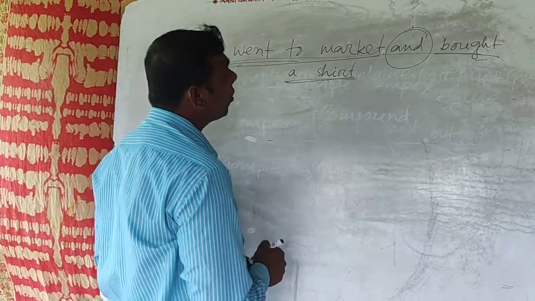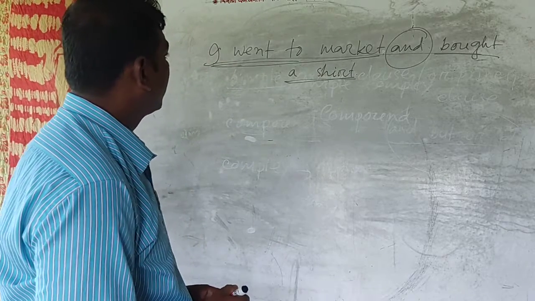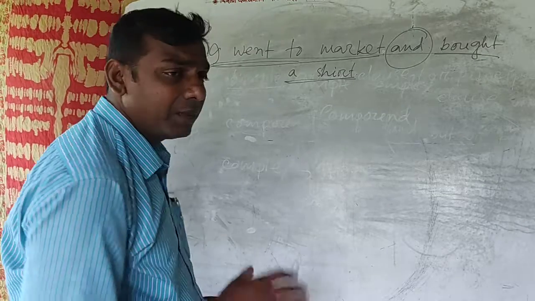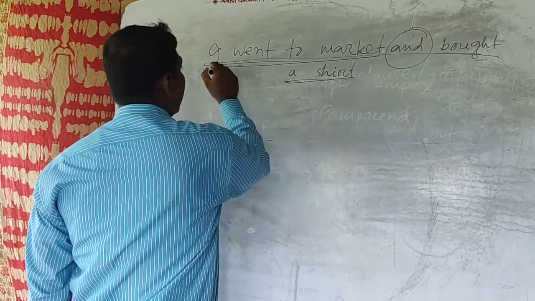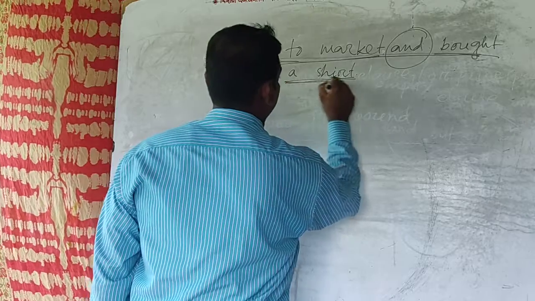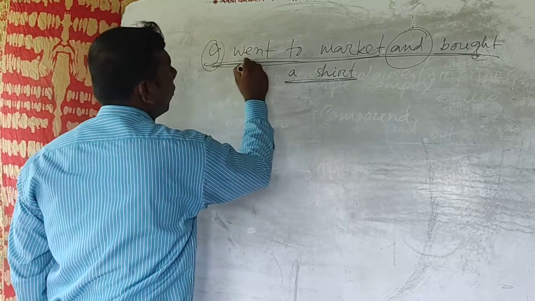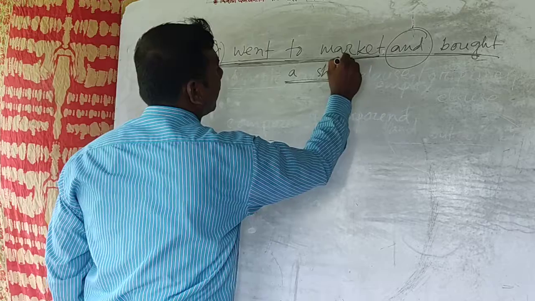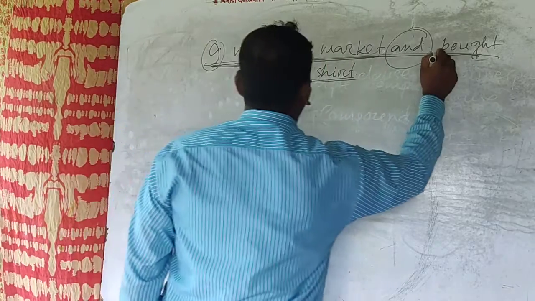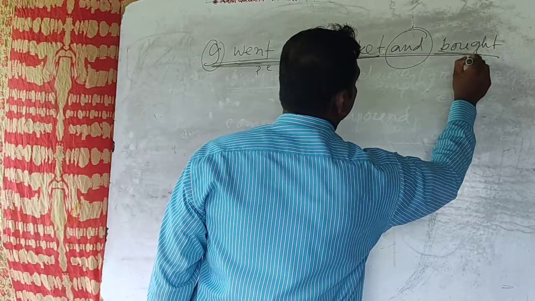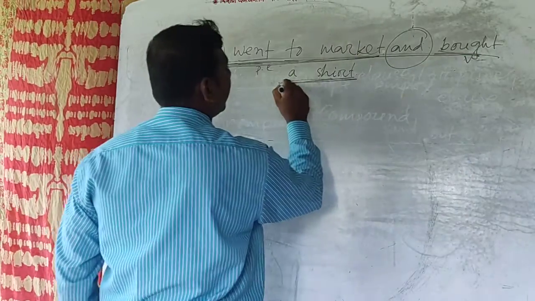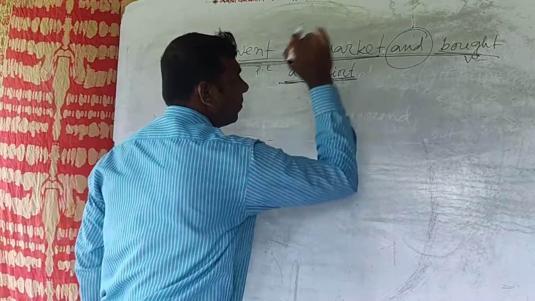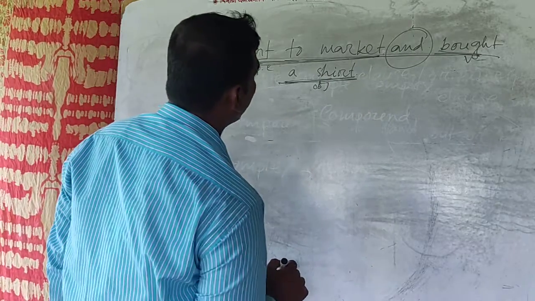Now, how to change compound to simple sentence? We know that a simple sentence is a principal clause. So we make a principal clause from this sentence. Here I is a subject, went is a verb, to market is an extension. So it's a principal clause. And "bought a shirt": bought is a verb, a shirt is an object. So it's a principal clause. Two principal clauses connected by the coordinating conjunction and make a compound sentence.